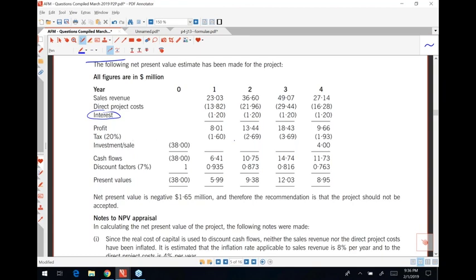The tax of 20% is imposed. The investment or sale is mentioned here. The cash flows are there, and the discount factor. It says the NPV is negative 1.65, and therefore the recommendation is that the project should not be accepted.